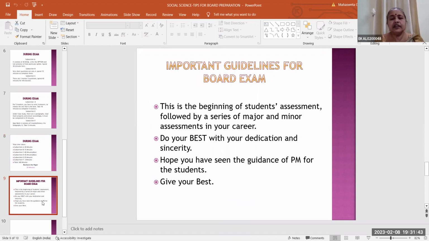that develop confidence. You know that you have learned a lot and you have to go through the process of life, many assessments, because now you're worried about 10th, within 2 years, 12th board, then college, university, your jobs. So it's mentioned this is the beginning of students' assessment, followed by a series of major and minor assessments in your career. So see that you are giving your best so that you score well. Do your best with your dedication and sincerity.